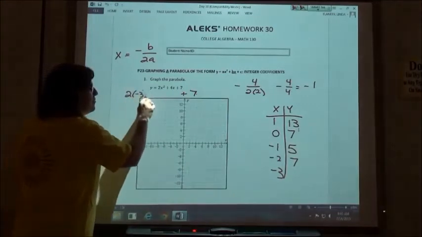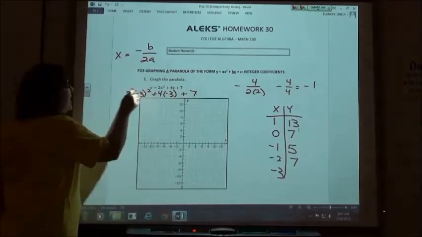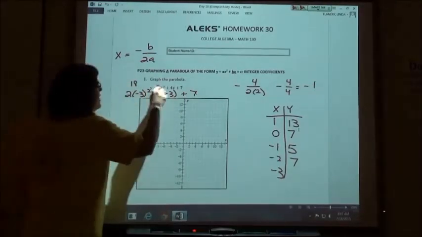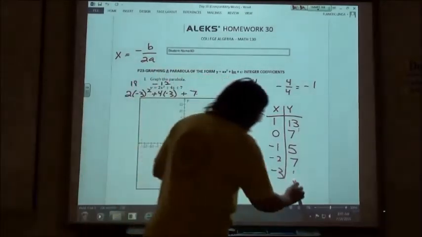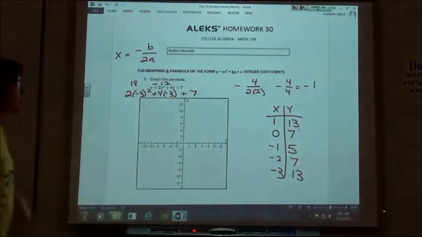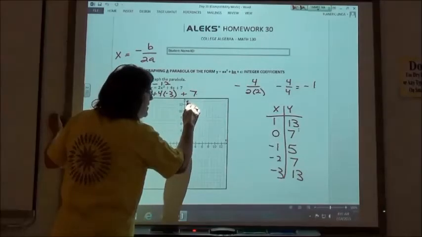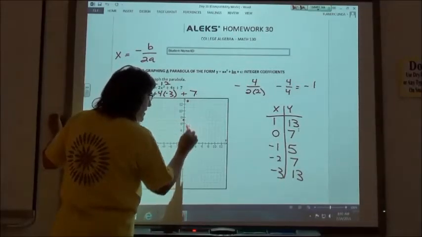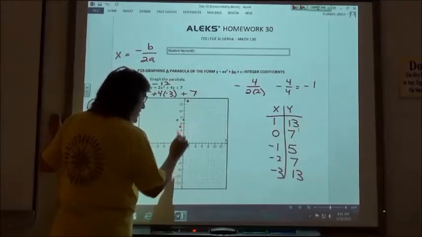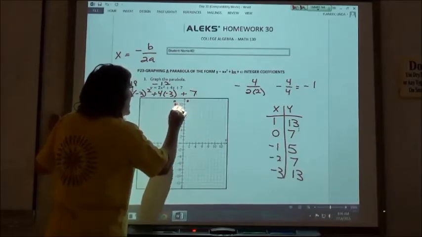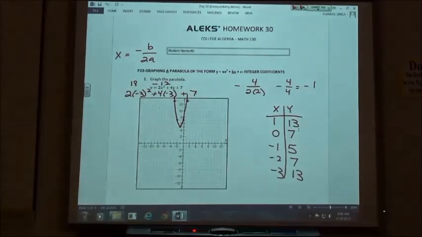2 times negative 3 squared plus 4 times negative 3. Negative 3 squared is 9. 9 times 2 is 18. Minus 12 plus 7. 18 minus 12 is 6, and 6 plus 7, 13. I now have my 5 points that I can go ahead and plot. So 1 goes all the way up to 13. 0, 7. Negative 1, 5. Negative 2, 7. And negative 3, 13. And I have my parabola that looks something sort of like that.